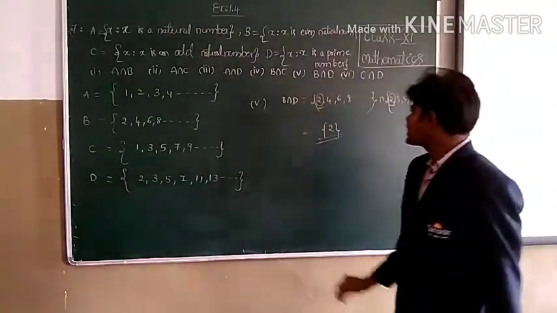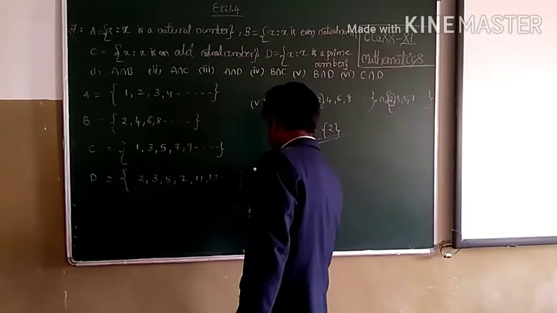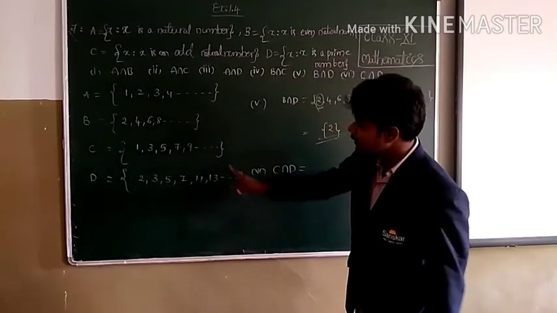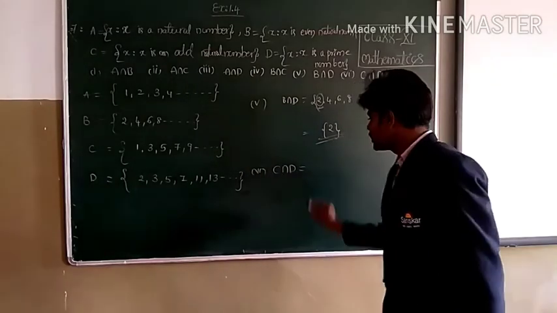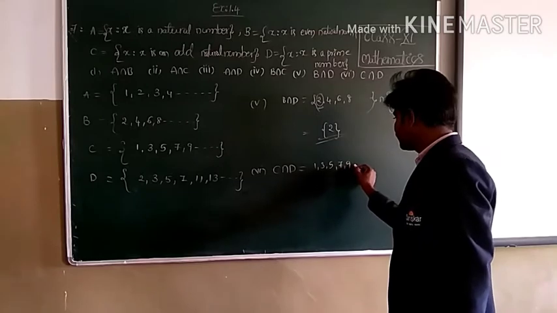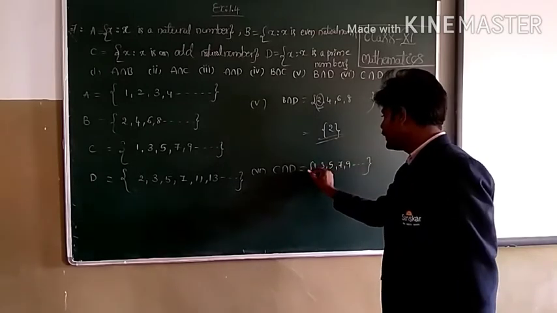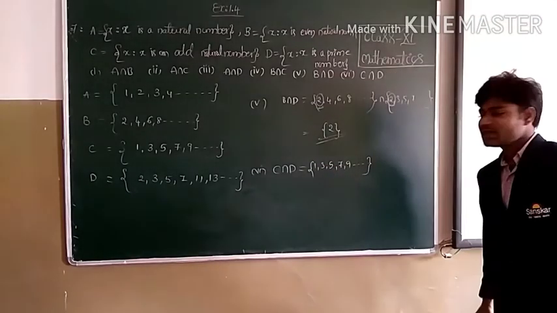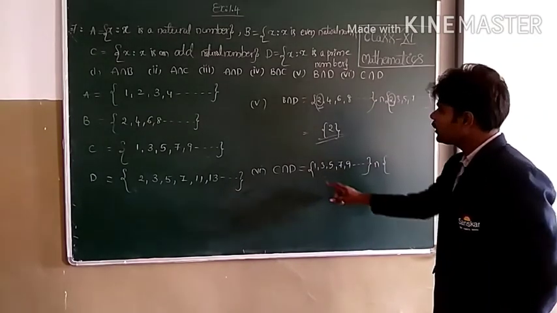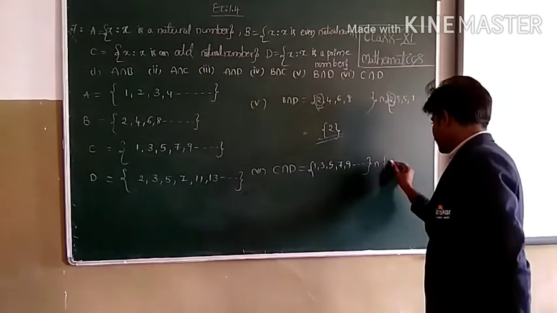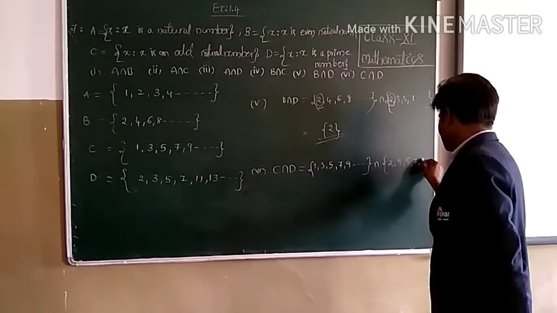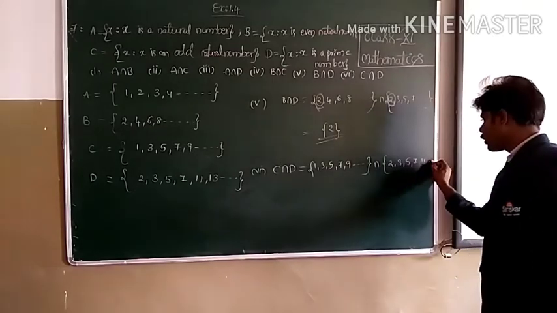Now let's see C intersection D. What is C here? All the odd natural numbers: 1, 3, 5, 7, 9 and so on. And what is D? All the prime numbers: 2, 3, 5, 7, 11 and so on.